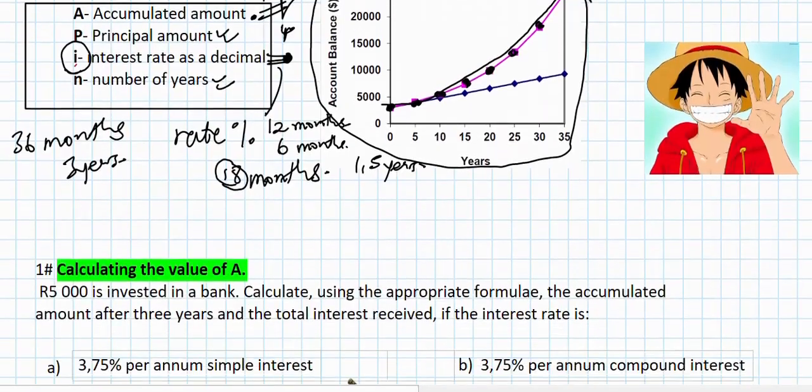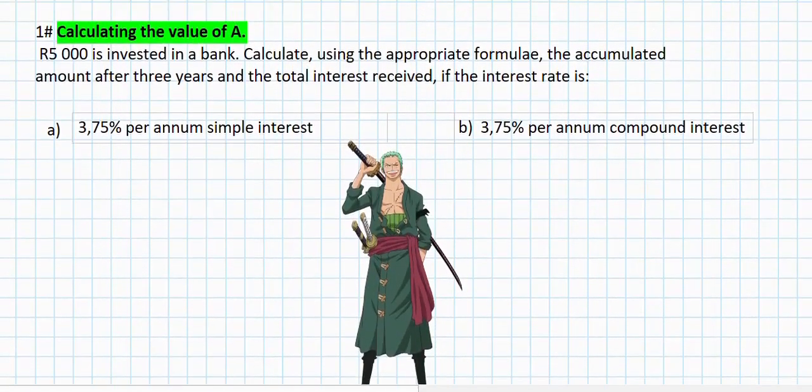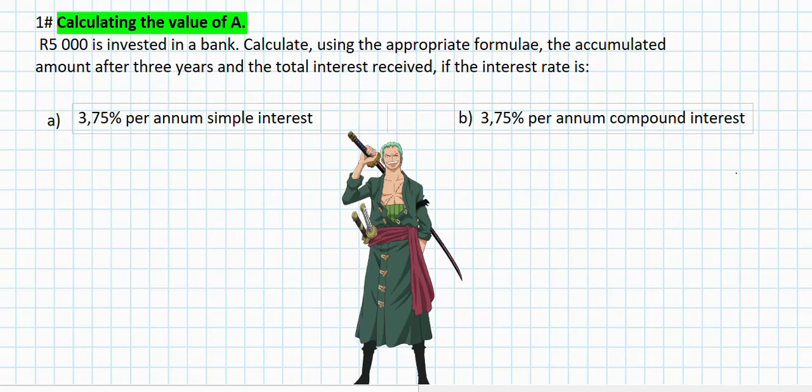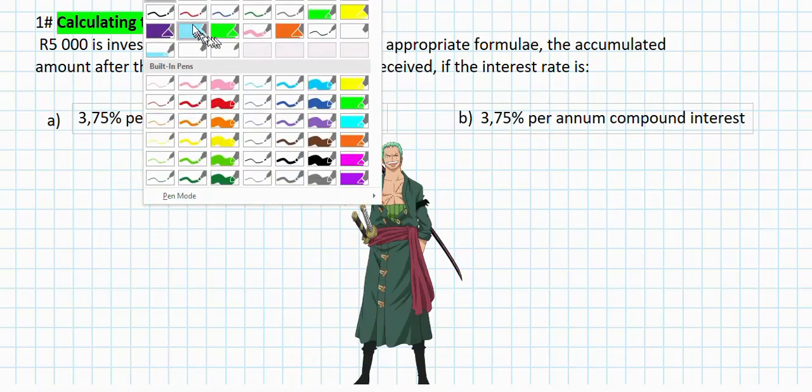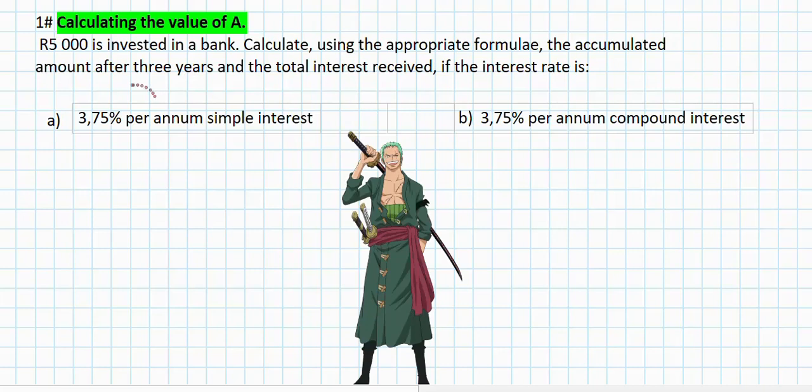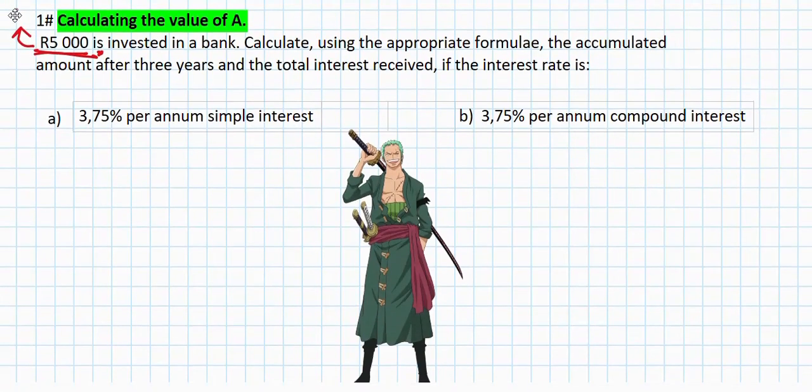Let's scroll down a bit. So here's a question. It says, calculate the value of A. What is A? A is the accumulated amount. Now here's what I want from you. Let me choose a different colored pen. Every time you read a question, I need you to decide what each value is. It says 5,000 is invested. This is the current amount, right? So let's call this the principal amount.